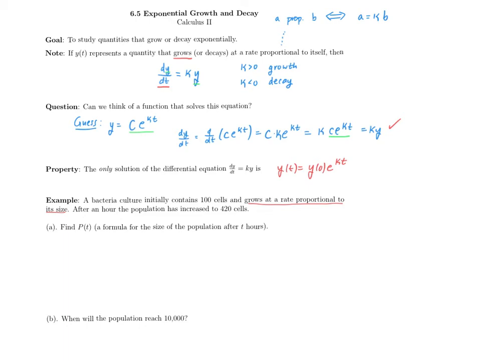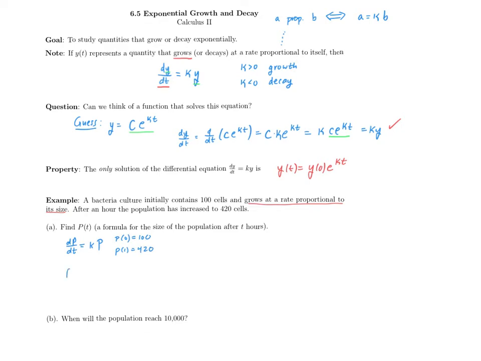And from the information in the problem, we are told that dP/dt, the rate of growth, is proportional to the size of the population. So the key phrase we've underlined allows us to get our start to solve this problem. Note that we do also have some initial data in the problem. We start off initially, or at time 0, with 100. After an hour, so I'll say P of 1, we have 420.